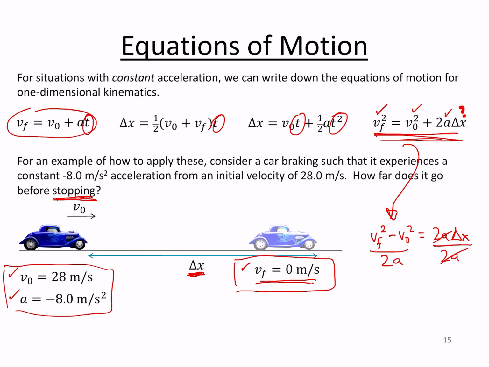When we substitute all of that in, forgive me for not writing in the units here. Final velocity 0, squared, so that's just going to be 0, minus 28 meters per second, squared, okay. And we'll divide that by 2 times negative 8 meters per second squared for acceleration, okay.